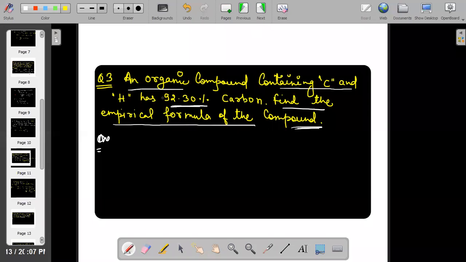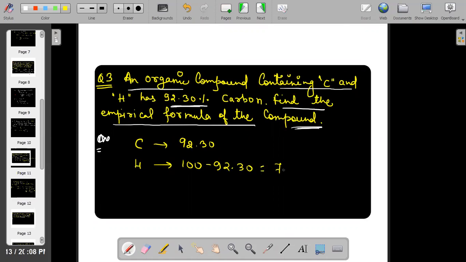Okay, I'm solving. Look at the first simplest method. Now we'll go for the mathematical one. An organic compound contains carbon and hydrogen. Carbon is 92.30%. So what is the percentage of hydrogen? We know 100 minus 92.30 will be around 7.70. Clear? This is the percentage of carbon, and this is the percentage of hydrogen.